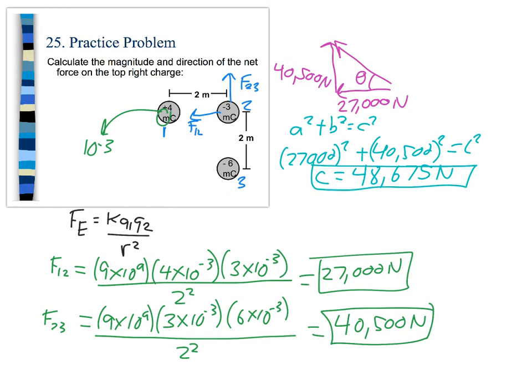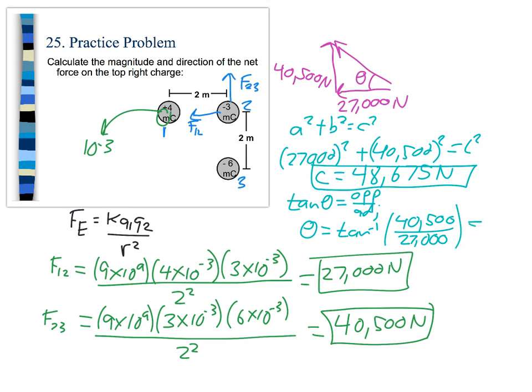And for the angle, I'm going to say that tangent of theta equals opposite over the adjacent. So that means that my angle here is going to be the inverse tangent of my opposite side, which based off of how I have the angle is 40,500 over the adjacent side, which is 27,000. And I end up getting an angle here of 56.3 degrees.